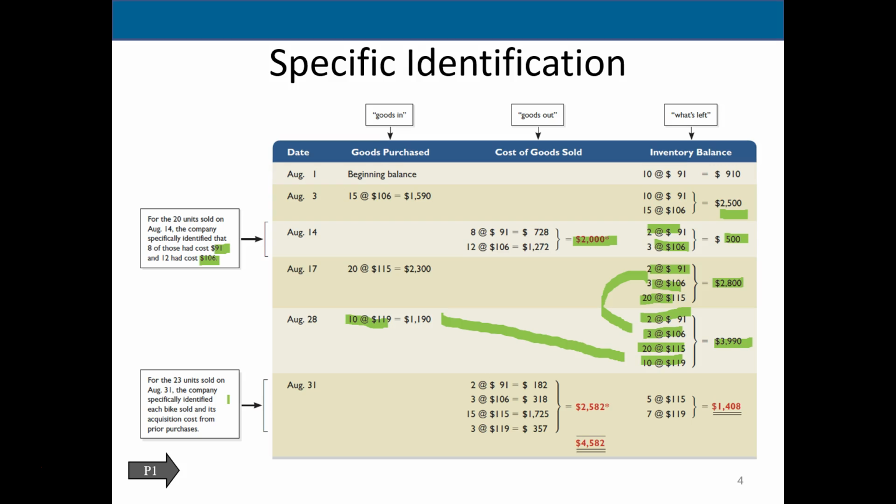The company specifically identified each bike sold and its acquisition cost. So they didn't tell us exactly what the acquisition was, but this is the acquisition cost that they tied them out to. So we sold 2 units of the 91. We sold 3 units of the 106. We sold 15 of the 115 and 3 of the 119. How did we know that? Because we specifically identified those units. Therefore, the cost of goods that we sold are here.